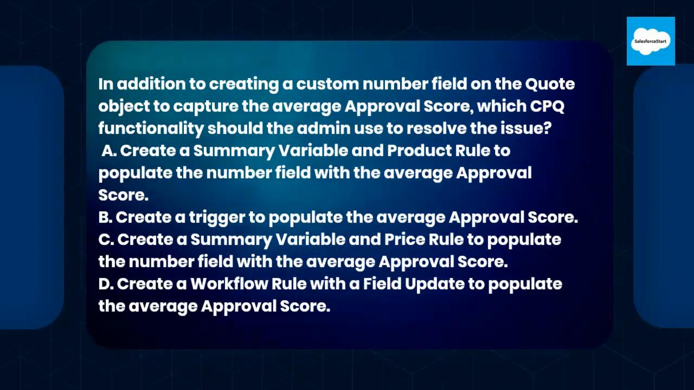In addition to creating a custom number field on the quote object to capture the average approval score, which CPQ functionality should the admin use to resolve the issue? A. Create a summary variable and product rule to populate the number field with the average approval score. B. Create a trigger to populate the average approval score. C. Create a summary variable and price rule to populate the number field with the average approval score. D. Create a workflow rule with a field update to populate the average approval score.